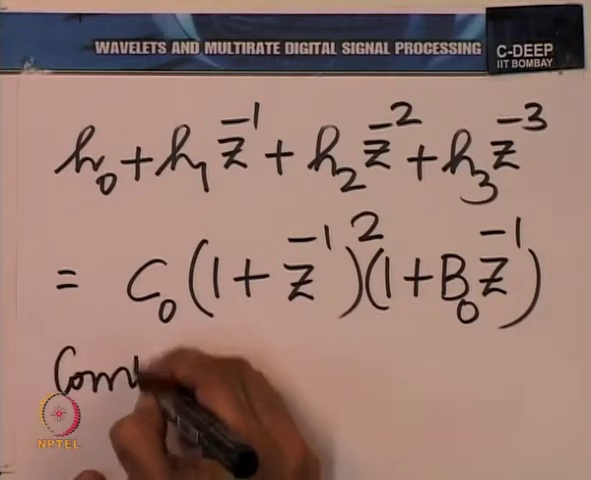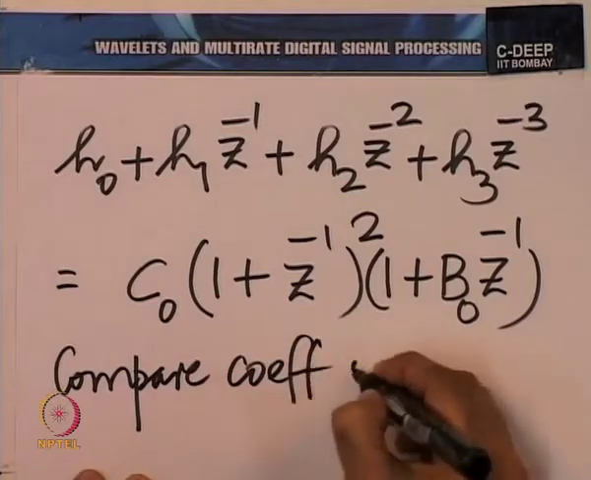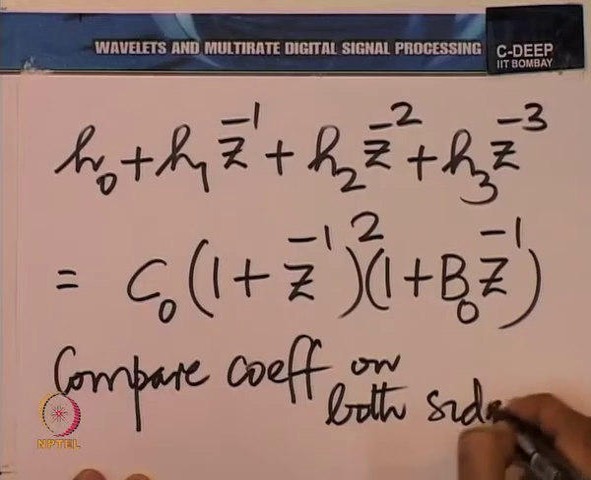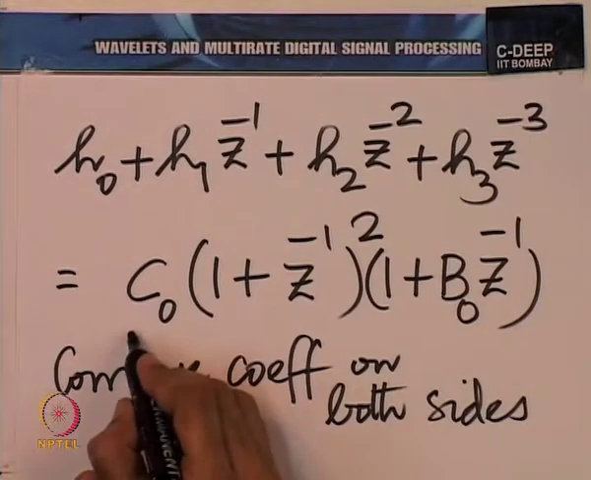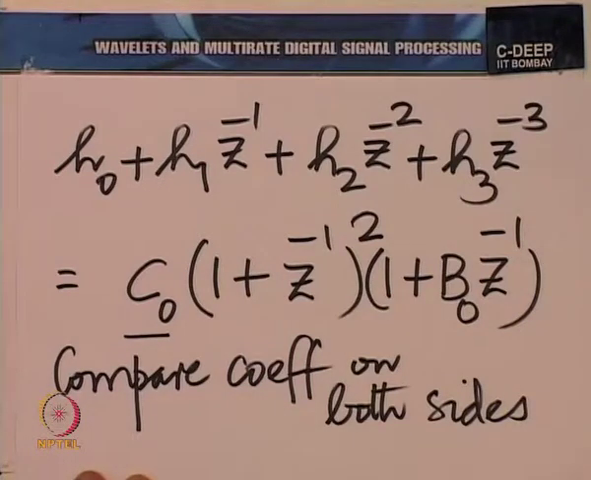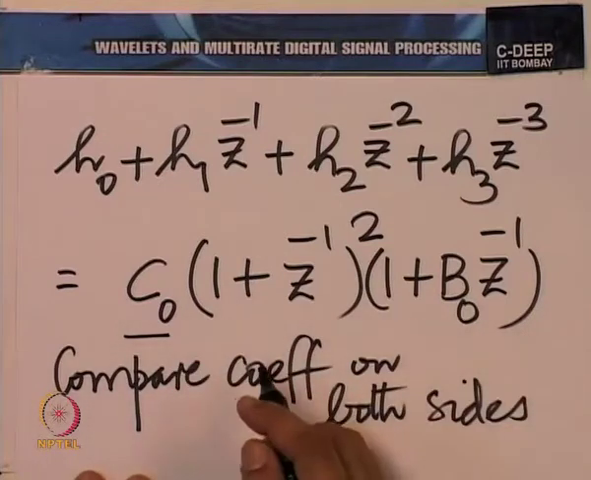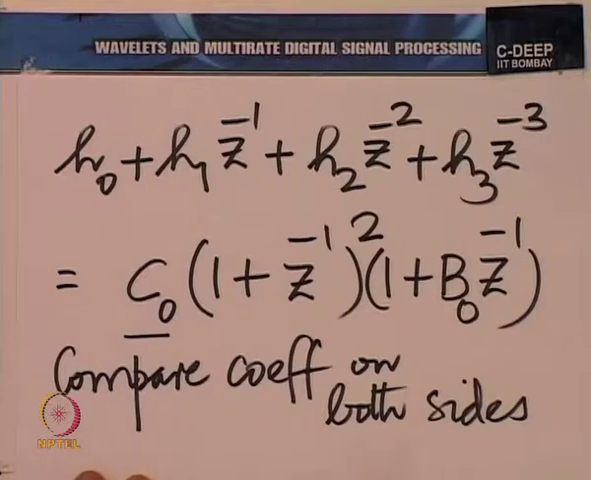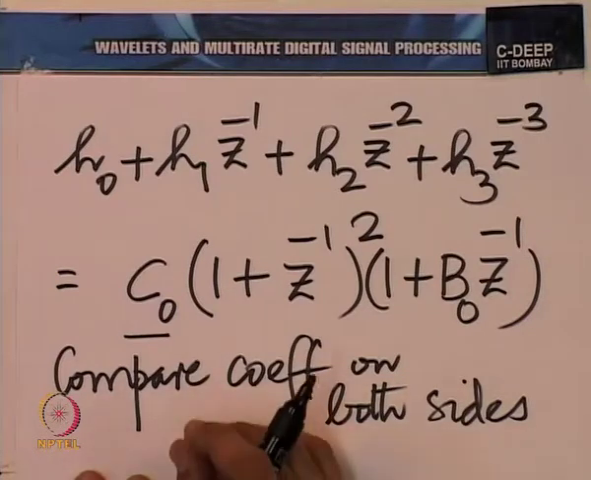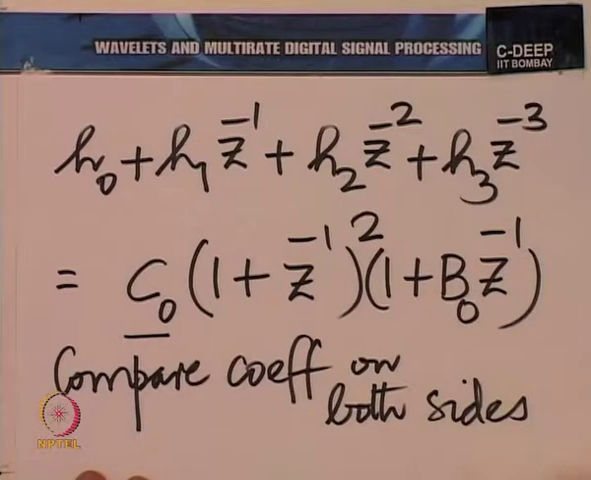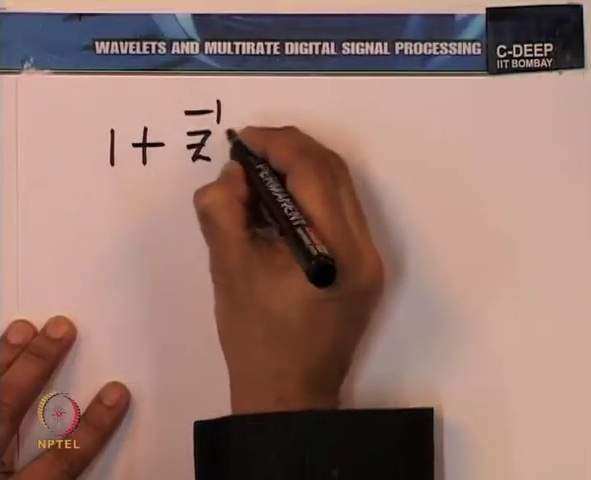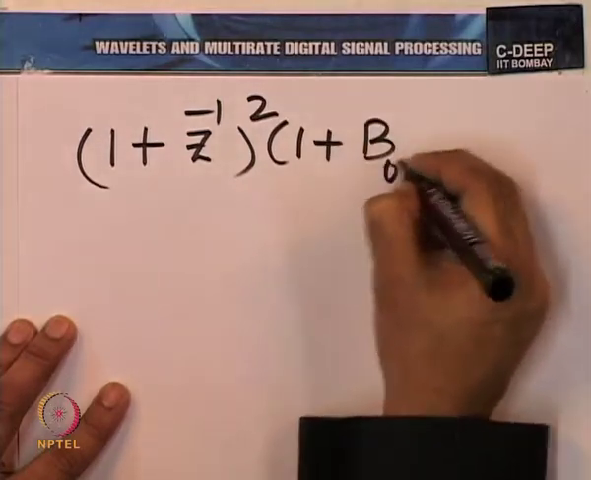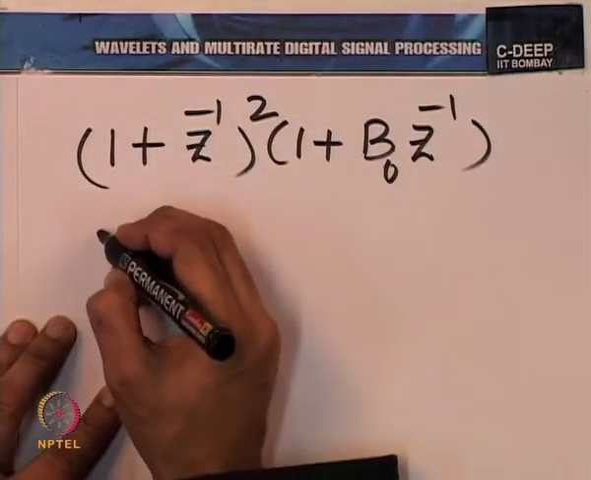And we need to compare coefficients on both sides. Now, the constant C 0 does not affect orthogonality. So, we shall just focus on the rest of the expression, because we first need to satisfy the requirement of orthogonality to even shifts, and from there we need to determine the constant C 0. We will see later what helps us determine C 0. So, in fact, what we are asking for is the following expanded term: 1 plus z inverse the whole square times 1 plus B 0 z inverse, where B 0 needs to be determined.